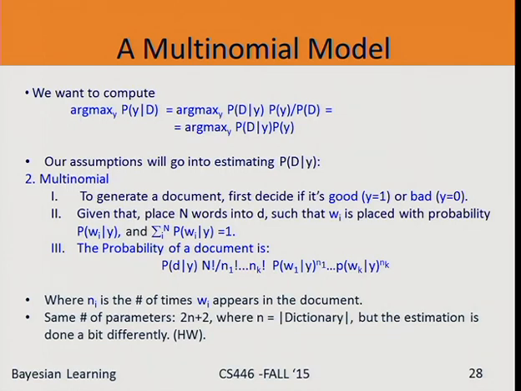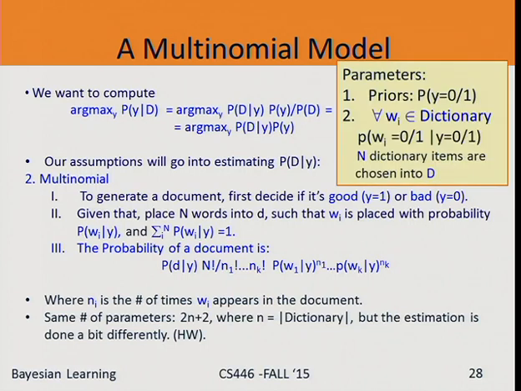Again, same number of parameters, and the summary will reveal this. So I have the priors, and for every word in the dictionary, I have this. But they represent somewhat different things, and therefore, I'm going to estimate them somewhat differently. Here I have more constraints on these numbers.